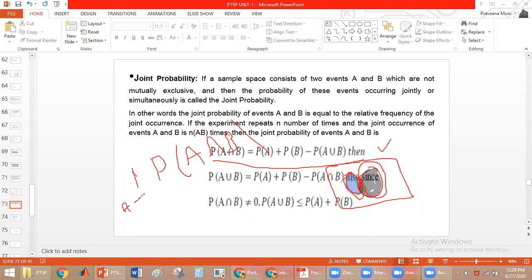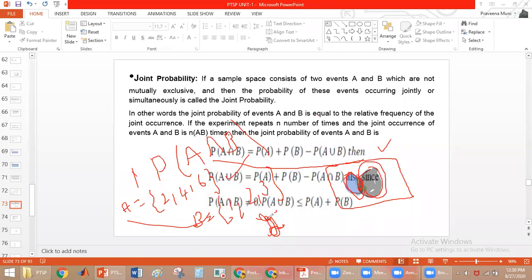For example, when you throw a die, event A is given as having the values 2, 4, 6. Event B is given as 1, 2, 3. Now, if you get the outcome 2, then we say that A has occurred and B has also occurred, because 2 is present in both A and B. Yes or no? The value 2 is present in both A and B.